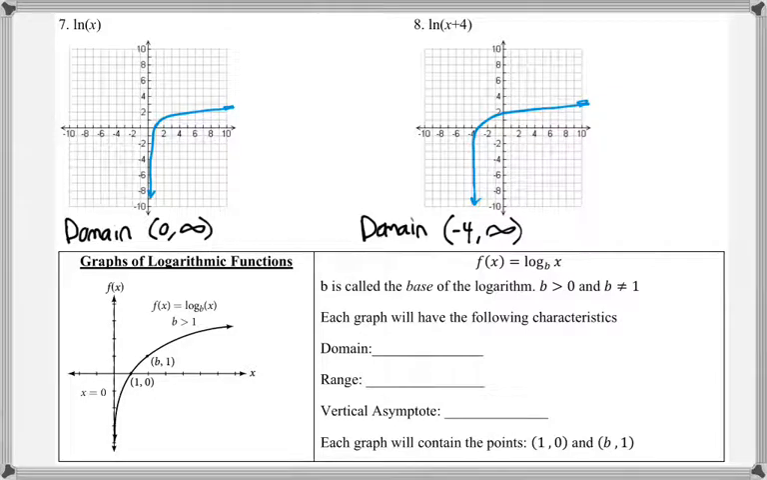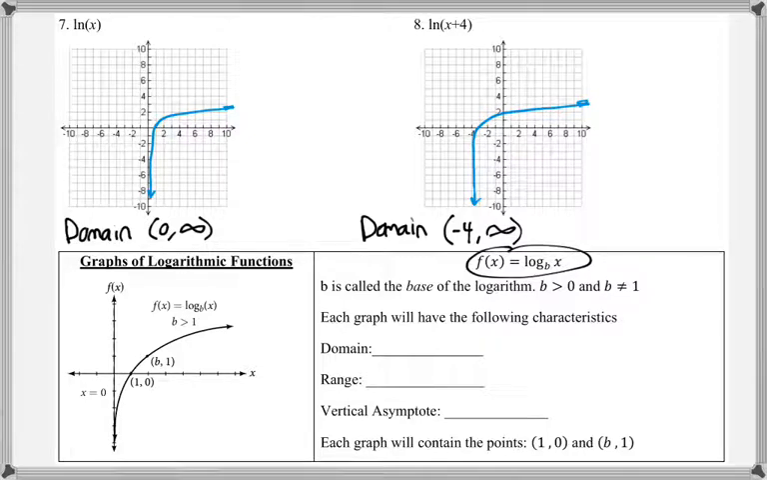Okay, so some characteristics about the graphs of logarithmic functions. They're of this form, and b is called the base of the logarithm, and b has to be greater than 0, and it cannot be equal to 1. And the graph will look like this. So just like with the exponential functions, how there really wasn't too much variety in how they look, it's the same thing for logarithmic functions.